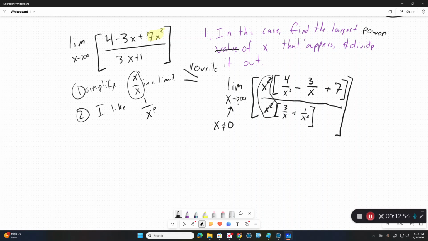So, what this limit becomes is the limit as x approaches infinity of 4 over x squared minus 3x plus 7 divided by 3x plus 1 over x squared. Let's rewrite that. The limit as x approaches infinity of 4 over x squared minus 3x plus 7 divided by 3 over x plus 1 over x squared.